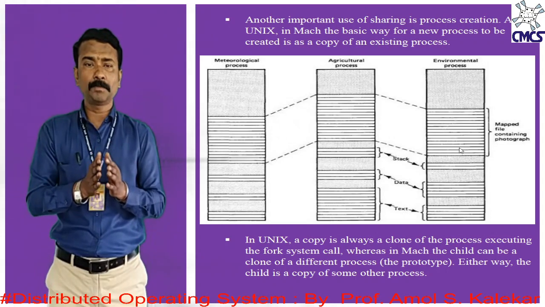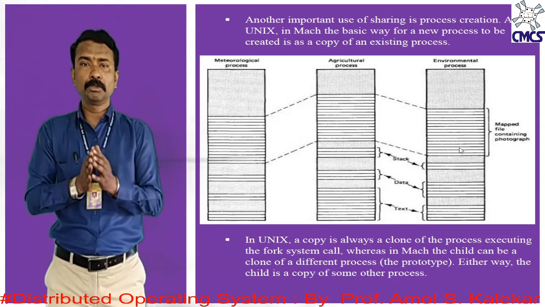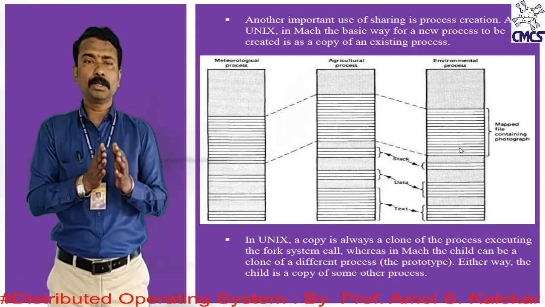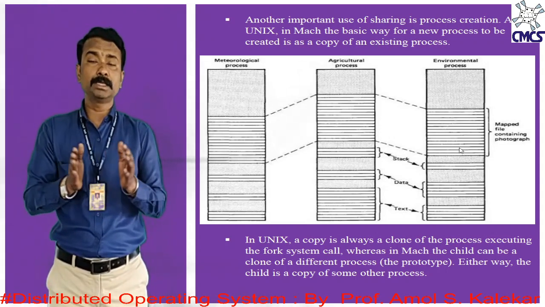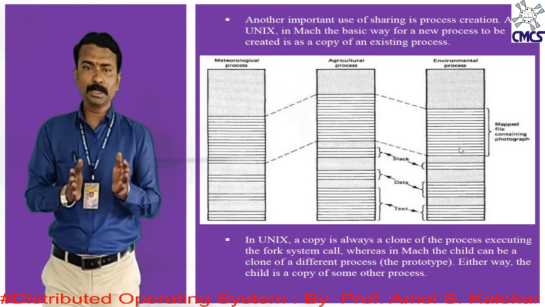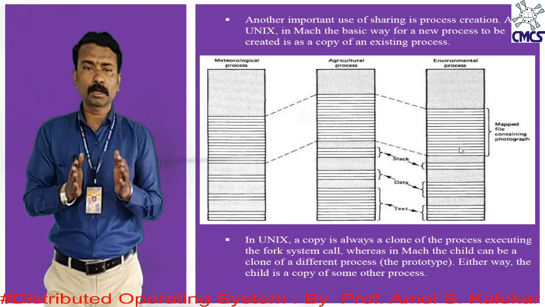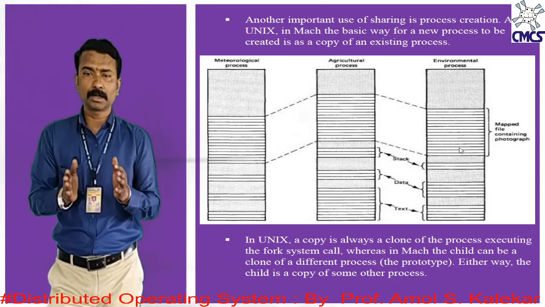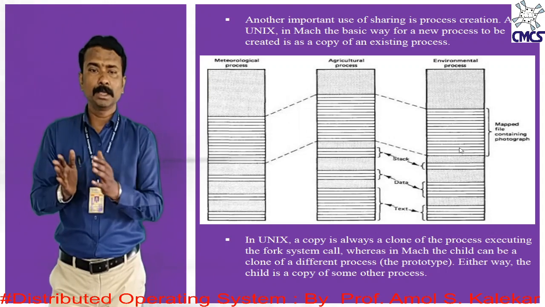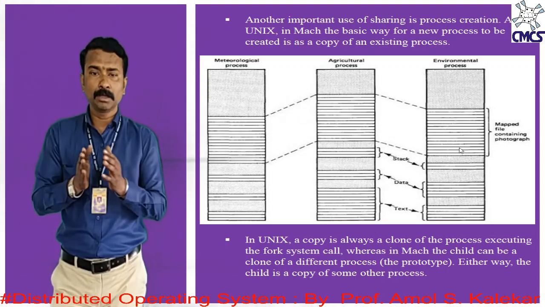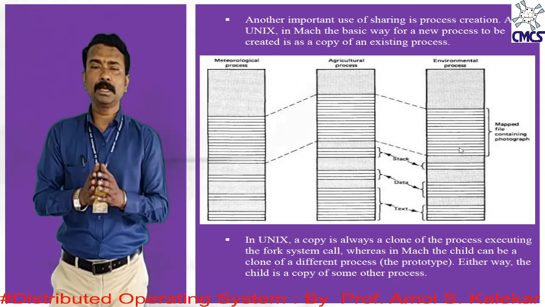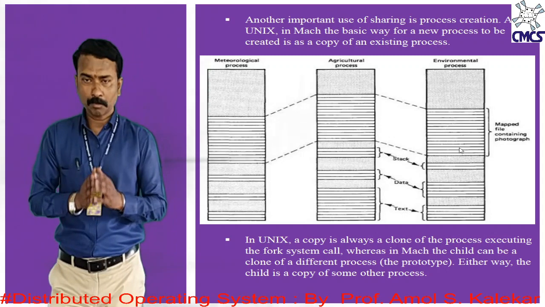Another important use of sharing is process creation. In Mach, the basic way for a new process to be created is as a copy of an existing process. In Unix, a copy is always a clone of the process that is executing the fork system call, whereas in Mach, the child can be a clone of a different process. Either way, the child is a copy of some other process.